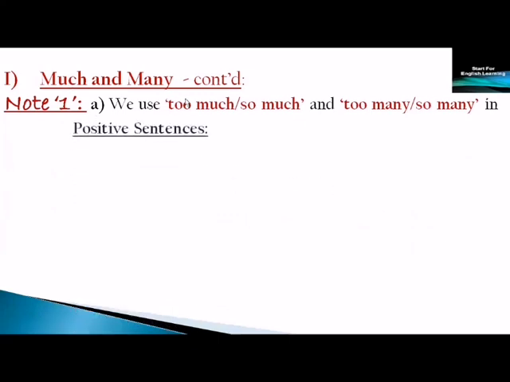Much and many continued. Note 1, A: we use too much or so much and too many or so many in positive sentences. There's too much salt in the soup. This is a correct sentence. It is a positive sentence. Too much salt in the soup.